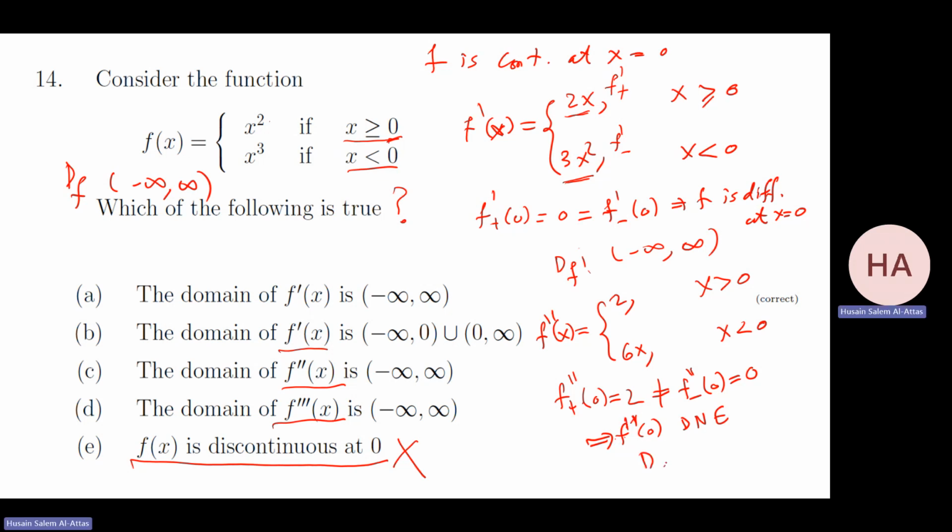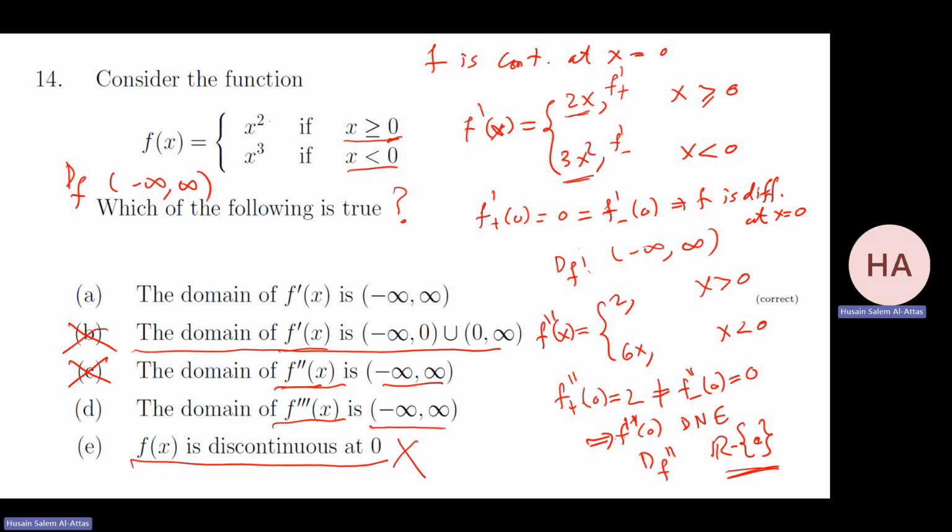So what's the domain of f double prime? All real numbers except 0. The function is not second differentiable at x equals 0. So when he said the domain of f prime is this, that is wrong. The domain of f double prime is this, that is wrong. So we find the domain of f double prime is all real numbers except 0.